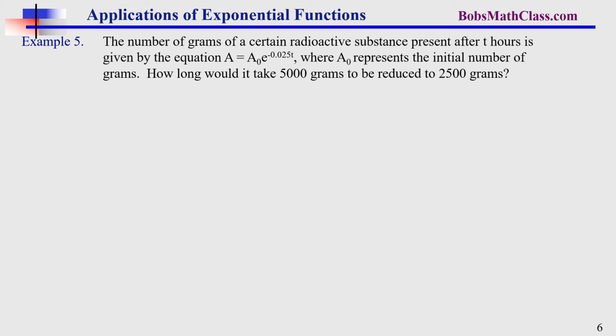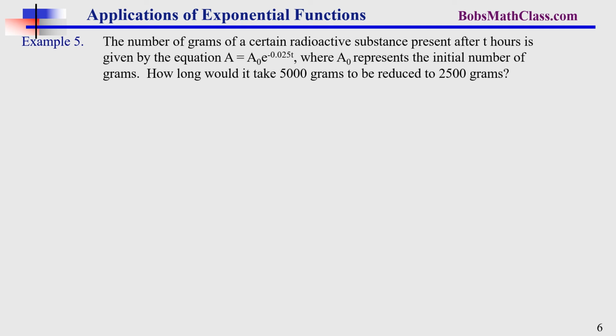A equals, I would definitely write that down, right? The equation is important. A naught, we know that's the initial number of grams. All right, here's more information. How long will it take 5,000 grams to be reduced to 2,500 grams? Okay, so we have two values of A. We have A naught and just regular A. A naught is the initial number. Which one of these is what we start with? Which one is the initial amount of grams?